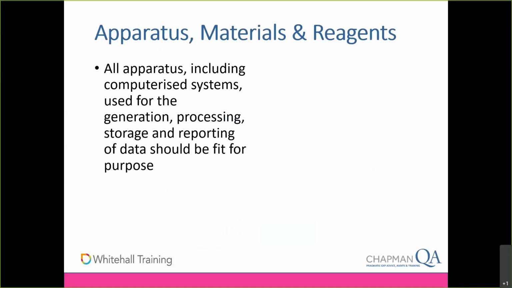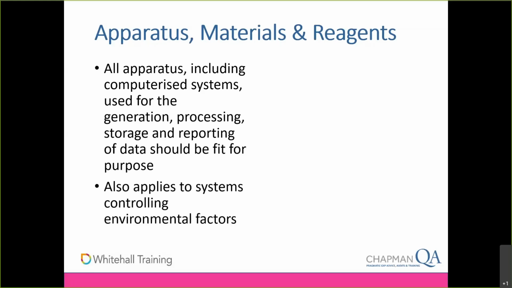So apparatus, materials, reagents. The kind of catch line with GLP is that everything should be fit for purpose. So all apparatus, whether it's measuring equipment or mixing equipment or storage facilities or computerized systems, they should be qualified to the extent where management are happy that those apparatus are fit for their intended purpose, whatever that is. So GLP talks about systems also that control environmental factors. Now you can understand that that's important in a fridge or a freezer, for example, or a cold storage room, but also when we're working in laboratories, some reagents have to be kept below certain temperatures. And of course, in animal facilities, then the environmental conditions that maintain the health of those animals are just absolutely critical.